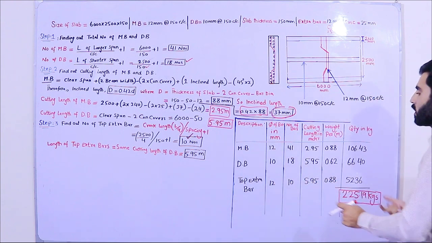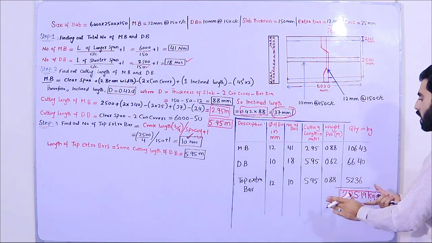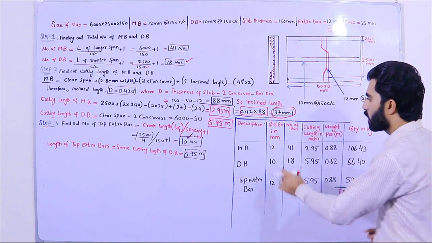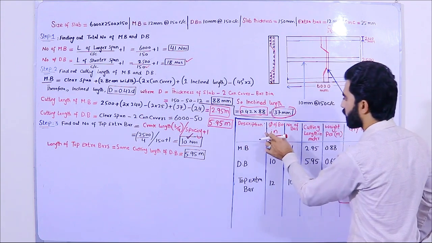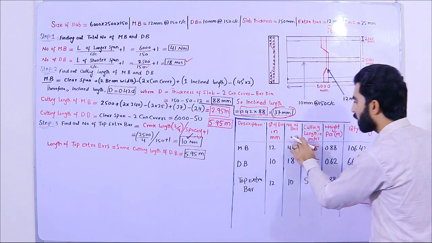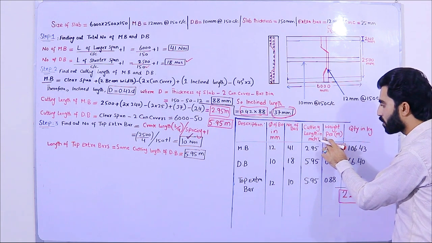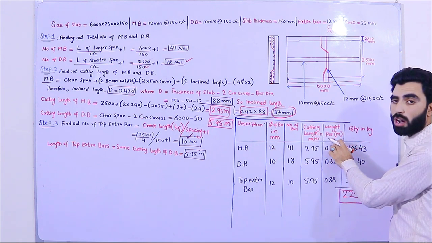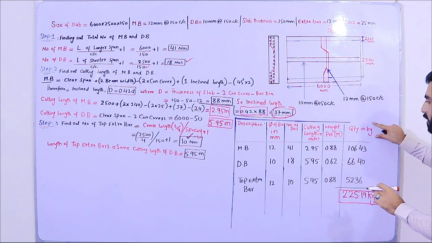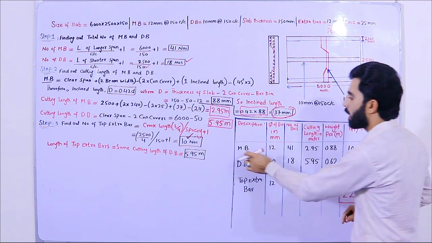Now guys, you can see this is the bar bending schedule, you can say the table by which you will put the values. Okay, so the first column we have description, the second dia of bar in millimeter, third number of bar, fourth cutting length in meter, fifth weight of steel bar per meter, the last one quantity in kg. So therefore main bar in description.